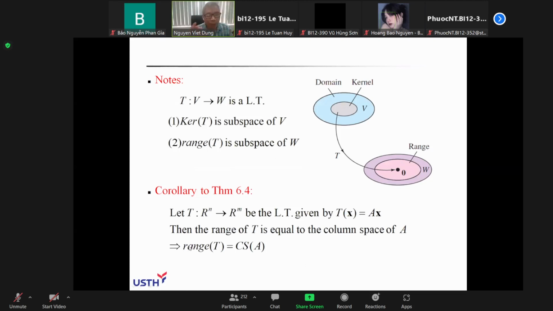So you see, for a linear transformation T, if it is given by a matrix A, then the kernel and the range go back to the notions we studied already 7 weeks ago. That is something about the four fundamental subspaces of a matrix A.